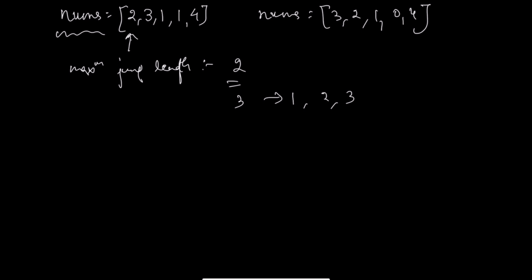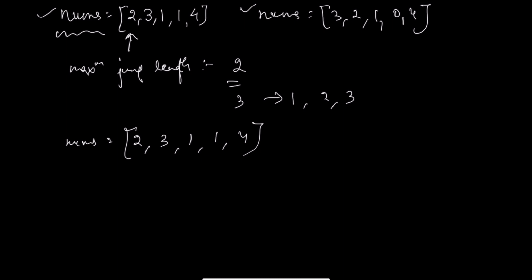Now we have to return true if we reach the last index, if we keep on jumping and we can reach the last index. If we do not reach the last index, we have to return false. Now let's understand it with these two examples. So for our first array, we have got 2, 3, 1, 1 and 4.